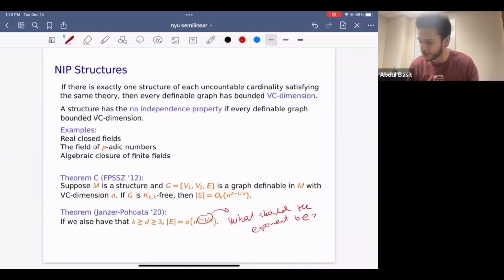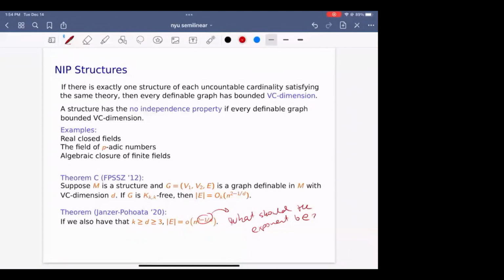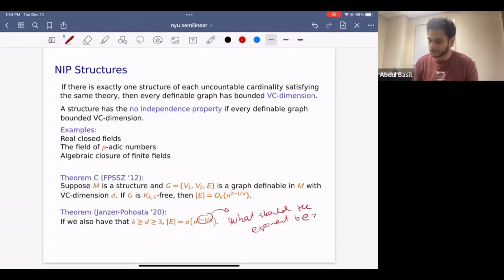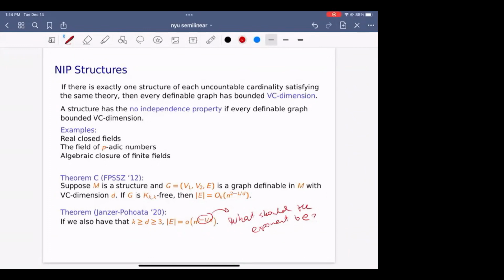So I guess I have a question for you. If I have an NIP theory, and I look at a graph definable in it, can I get an absolute bound on the VC dimension of this thing, or is it just bounded? Like it cannot be infinite? No. Can it be arbitrary? It can be arbitrarily large. It depends on the arity. For example, it will depend on the arity of the formula. I see. Okay.